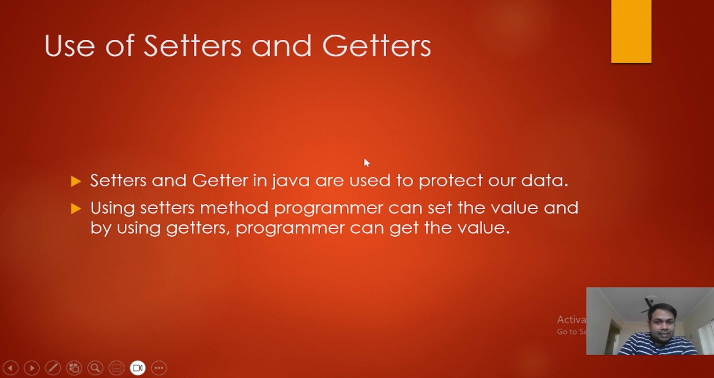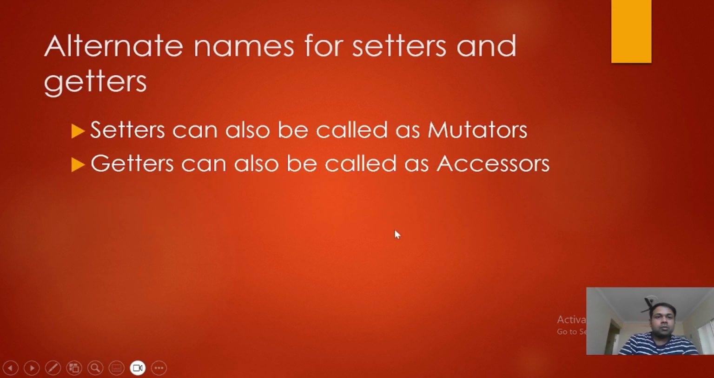I will be explaining with an example. Before that, I am just giving the use in a sentence. Setters and getters in Java are used to protect our data. Using setter methods, the programmer can set the value, and by using getters, the programmer can get the value. We have to see this with the help of an example. There are alternate names for setters and getters, friends. Setters can also be called mutators. Getters can also be called accessors.